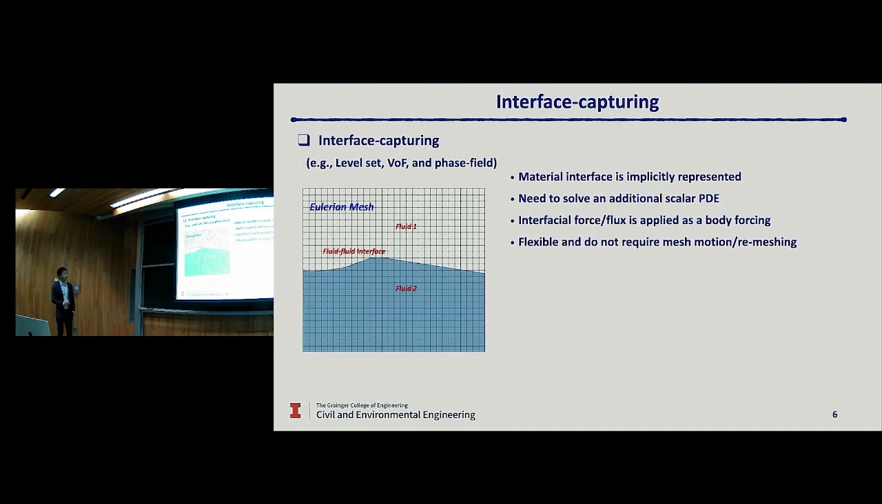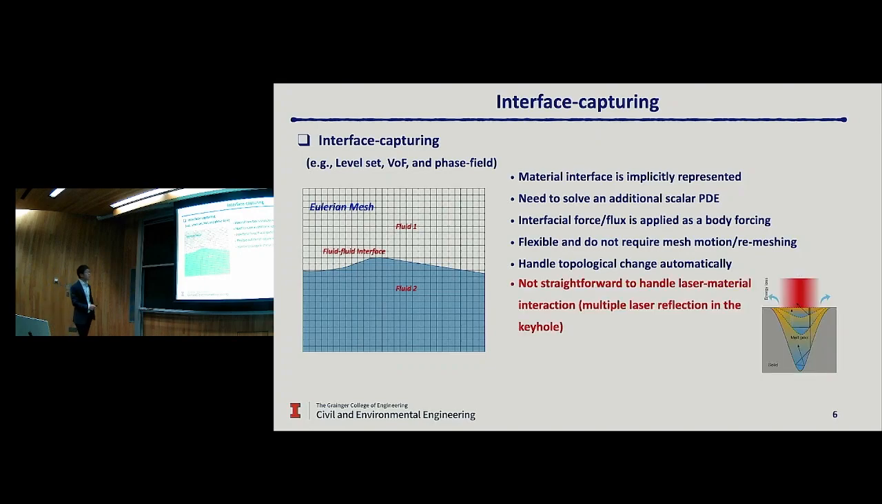The advantage of this type of approach is that it is very flexible. It does not need any mesh motion and remeshing because everything is embedded into the partial differential equation, so it can handle the topology changes automatically. However, since you don't have an explicit representation of the gas-metal interface, it is not very straightforward to handle the laser material interaction in additive manufacturing, such as the multiple laser refraction in the keyhole.